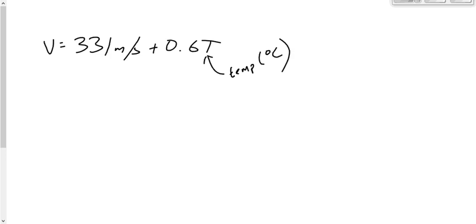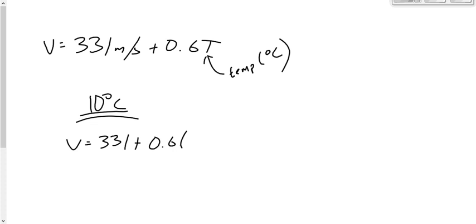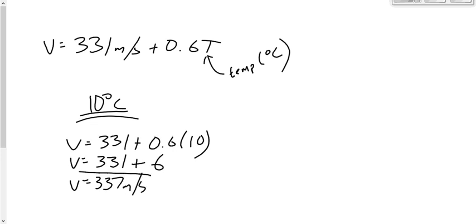So if you have a temperature that is 10 degrees Celsius, what's the speed of sound? We would say 331 plus 0.6 times 10, which is 331 plus 6, which is 337 meters per second. Find that as the temperature goes up, the speed of sound goes up as well.